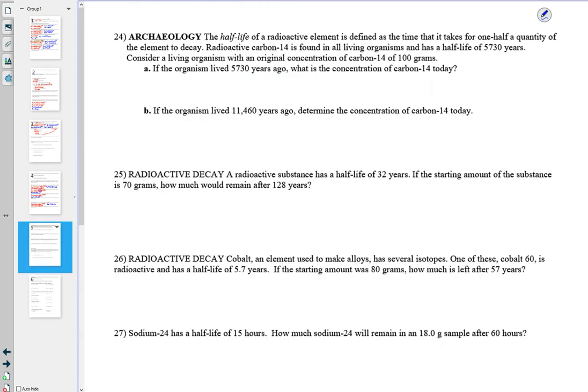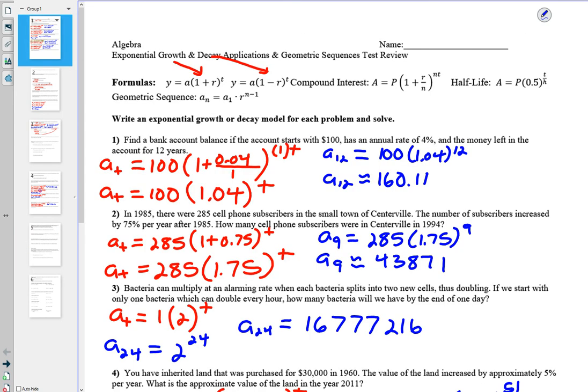All right, let's go to the second to last page. Half-life. Hi, Antoine. Remember that all the formulas are here if you need them.